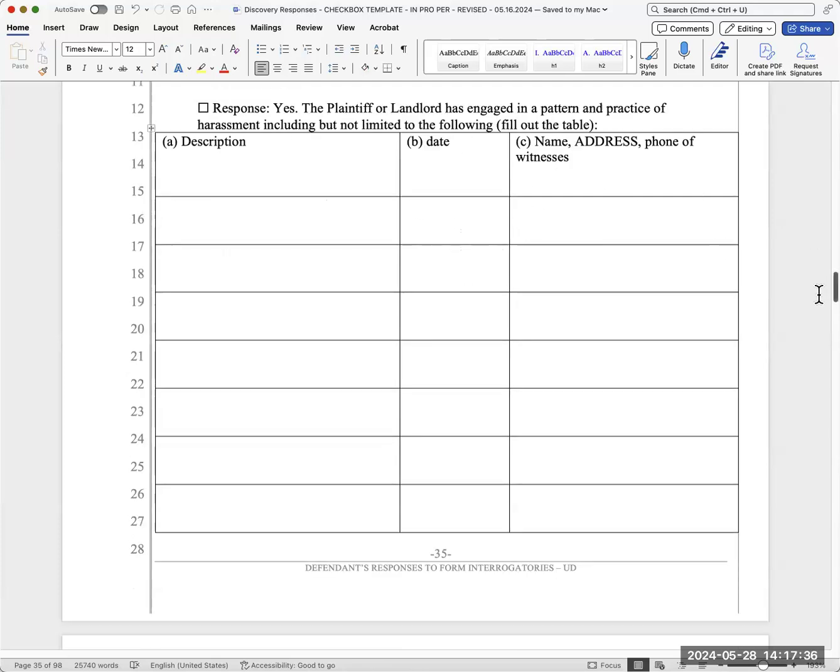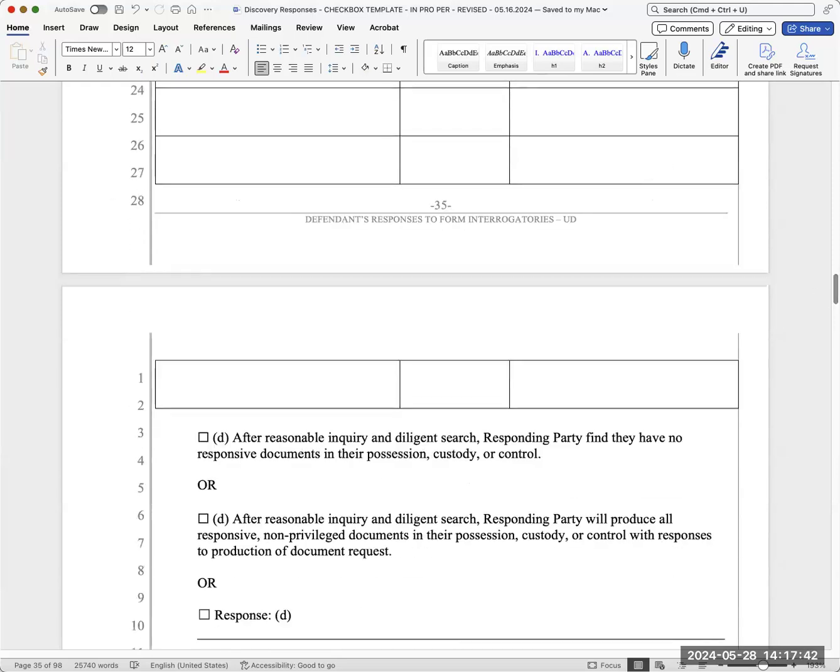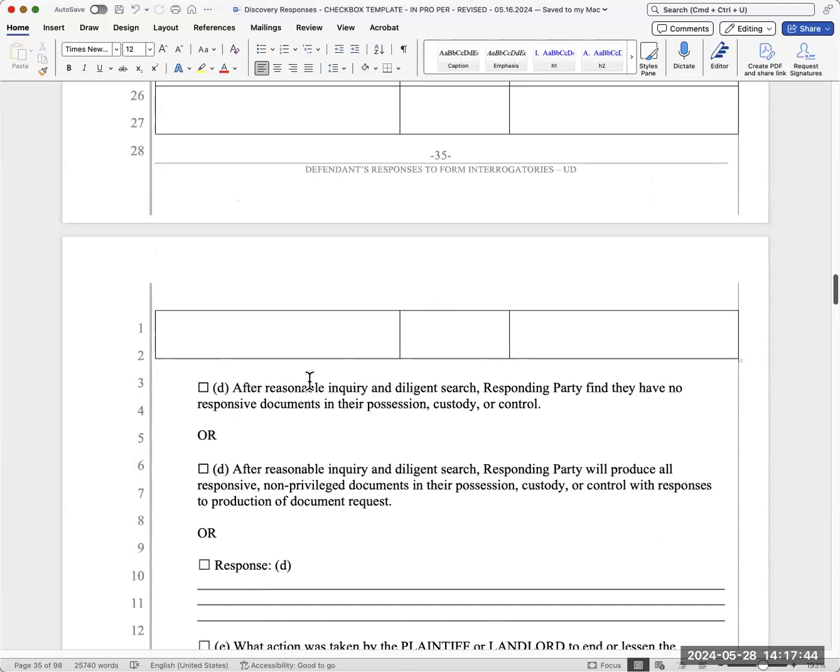Anything that's disturbing your quiet enjoyment of the unit, you write it out here. The description, the date, and any witnesses to it. And then if you have supportive documents here, you check, you include it in your binder. If you didn't, check here, any other response down here.